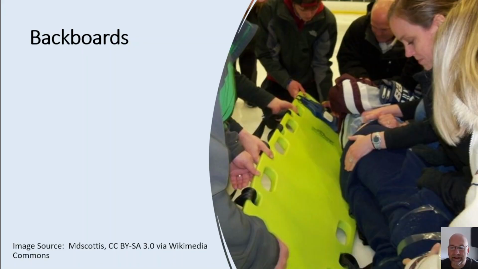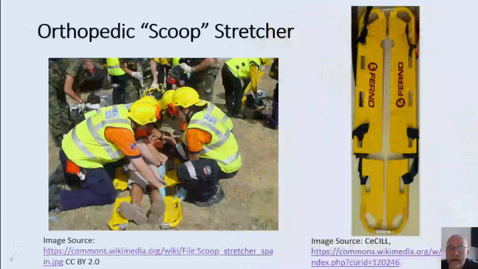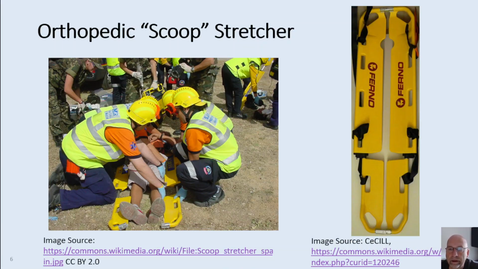In this image, we see a team of EMS providers and athletic trainers working together to log roll an injured hockey player onto a long backboard. The orthopedic stretcher seen here, more commonly referred to as a scoop stretcher, is a lifting and moving device that is designed to split in half down the middle so that one half can be placed under the patient's right side and the other half under the patient's left side.